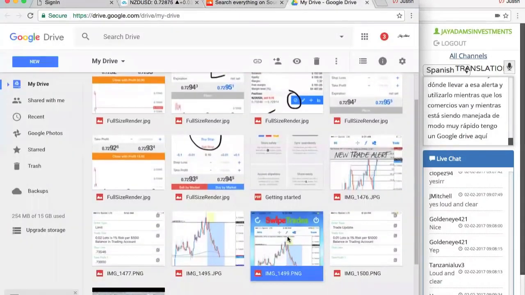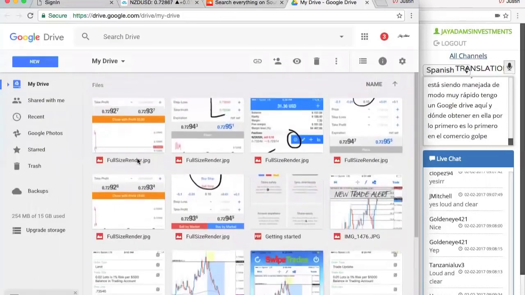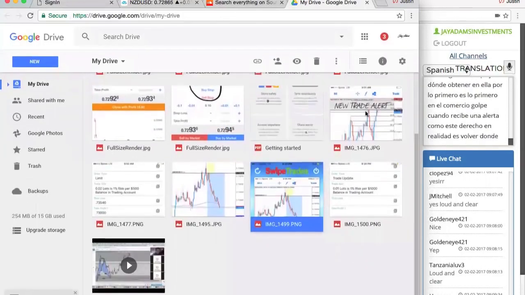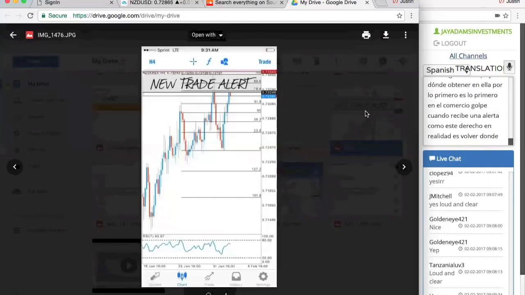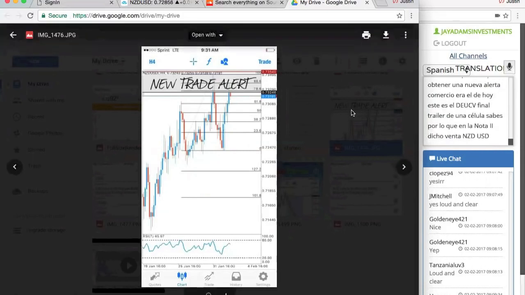So first things first, when you get an alert like this, actually, let's go back. New trade alert, here it is. So you get a new trade alert. This one was today, the NZD USD trade alert for a sell. In the notes it said sell NZD USD at so-and-so price.